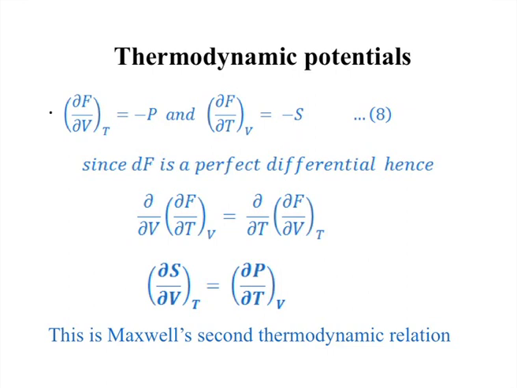Now, dF is a perfect differential, therefore we can write ∂/∂V of (∂F/∂T) at constant volume is equal to ∂/∂T of (∂F/∂V) at constant temperature. So, in place of ∂F/∂T, we have S, the entropy, and we can write ∂S/∂V at constant temperature is equal to ∂P/∂T at constant volume. This is the Maxwell's second thermodynamic relation.